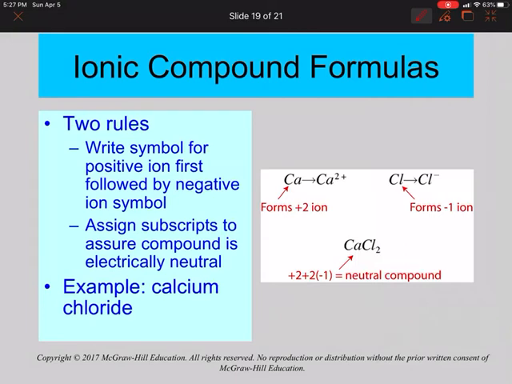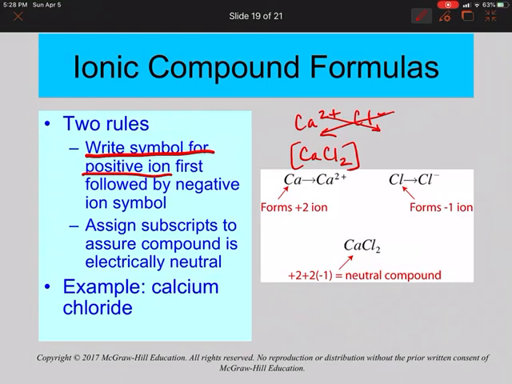So there are two rules for ionic compounds. First, you're going to write the symbol for the positive ion first. So calcium's ion is +2, and then you're going to follow it with the negative symbol. Okay, and this is where the crossover technique, that's what they're calling it, comes in, where I said, okay, take this 2 and pull it down, and then take this 1 and pull it down. So you end up with CaCl2.